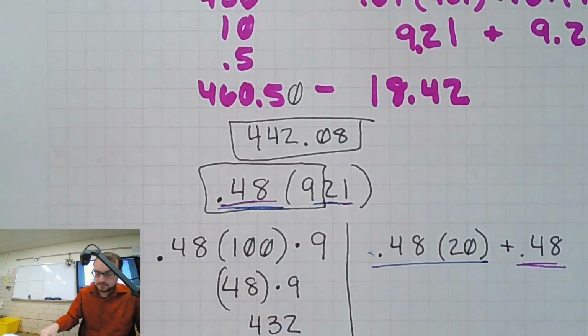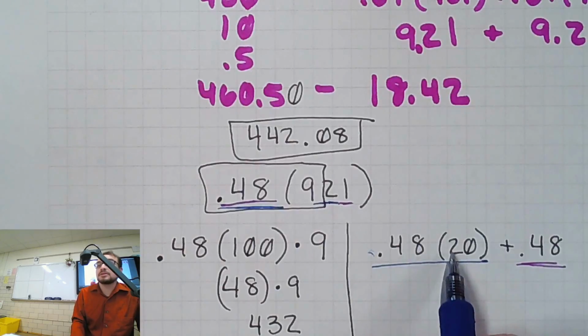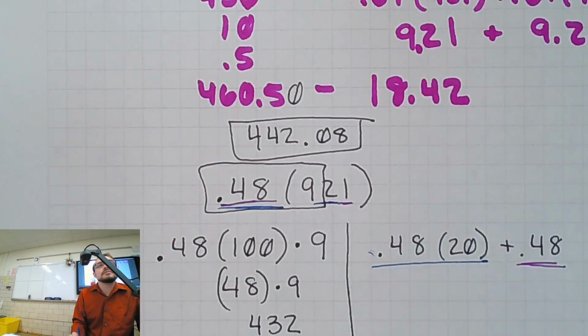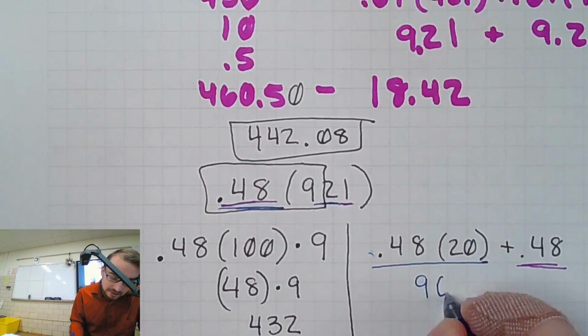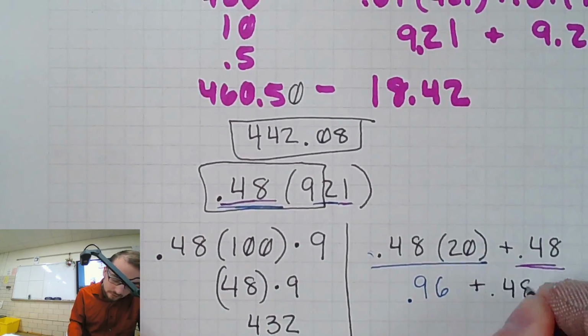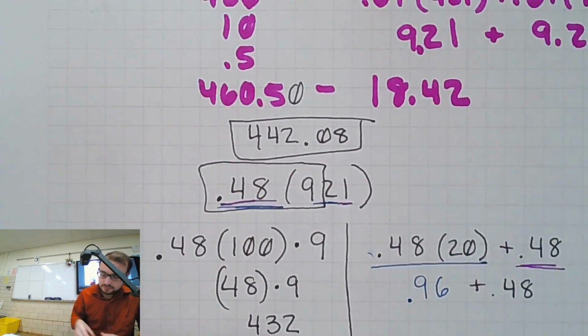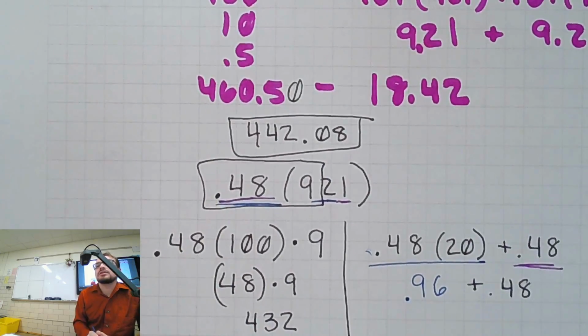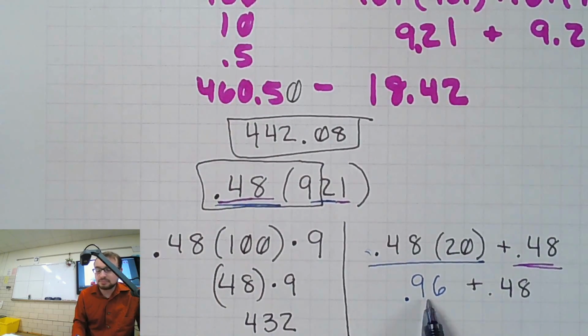Right? So 0.48 times 2, what's 48 times 2? Well, it's 40 times 2, which is 80. 8 times 2, which is 16. Add them together, we get 96. But we got to move the decimal place over 2. Right? And then we add 0.48. 96 cents plus 48 cents. Well, what's 96 cents plus 4 cents? $1, right? 1.